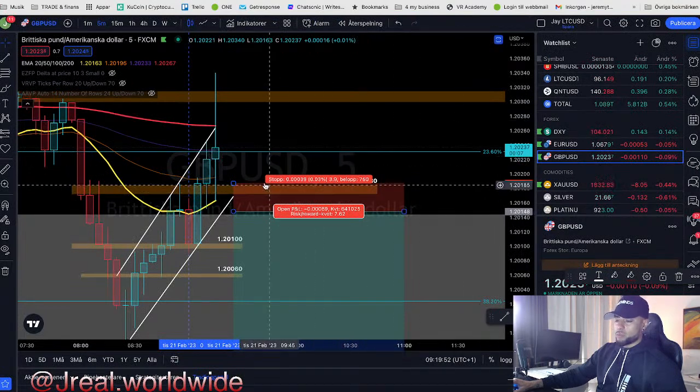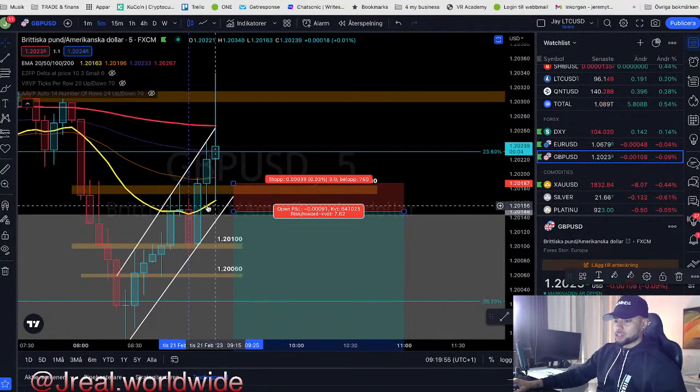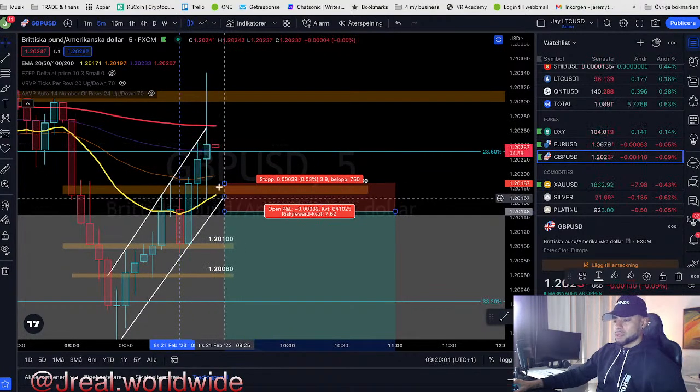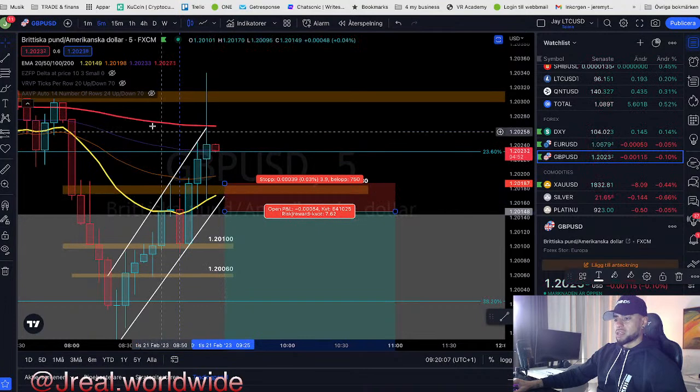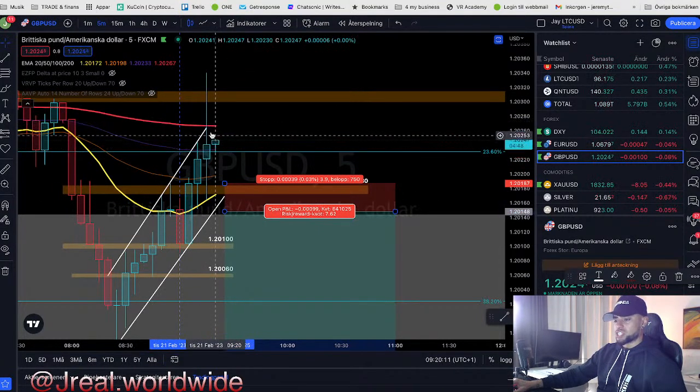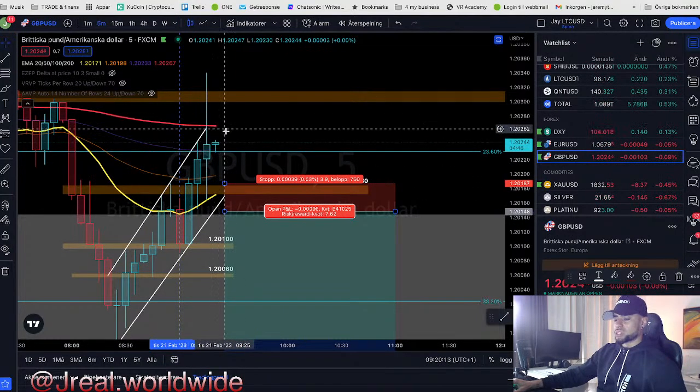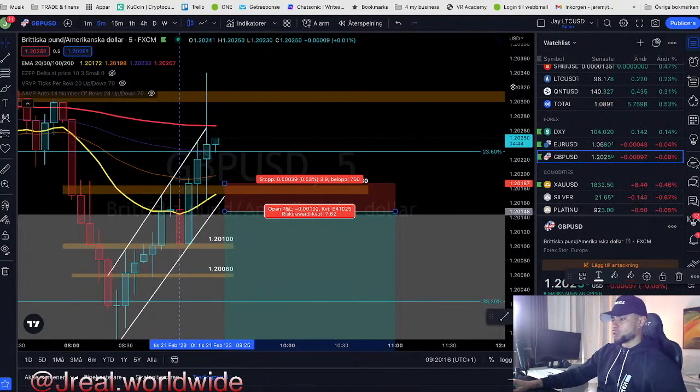8 seconds left, and what happened? Nah, it shot up again. So we wanted to see the candle close underneath the 20-day EMA. It didn't do so. It went back up, and it's ranging now between the 200-day EMA and the 20-day EMA. The red line is the 200-day EMA. The yellow line is the 20-day EMA. It's ranging in between these, and we will see to what direction we will see a breakout.